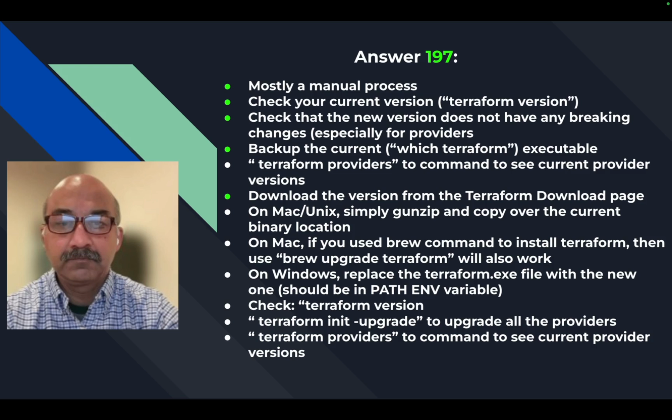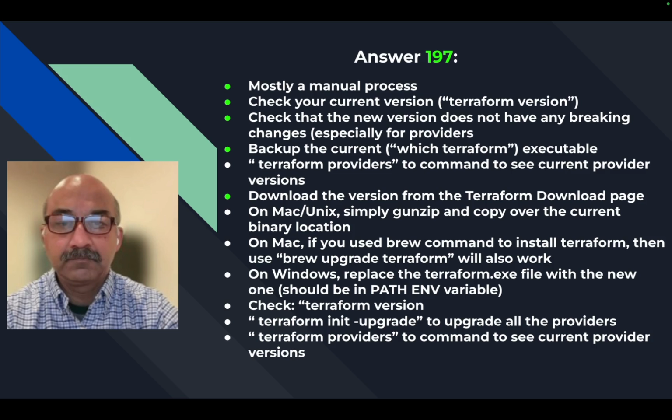Okay, then you download the zip file from Terraform's website. For Mac and Unix, it's very simple. You just unzip it and copy the newest executable that you just got over the top of the one you have on your machine, and that's it. Then you're on the new version. On the Mac, you can also do the brew upgrade terraform command if you used brew to begin with when you installed your previous Terraform version.